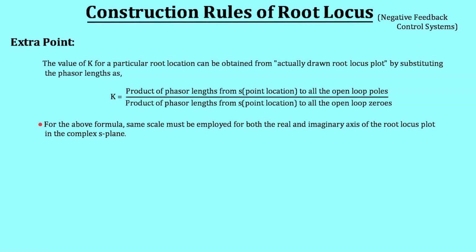There is one more point which is not used frequently, but if any out of the box question comes, then probably it might be useful. The value of k for a particular root location can be obtained from the actually drawn root locus plot by taking the product of phasor lengths from the point to all the open loop poles divided by the product of phasor lengths from that point to all open loop zeros. For the above formula, it is very important that the same scale is employed for both the real and imaginary axis of the root locus.